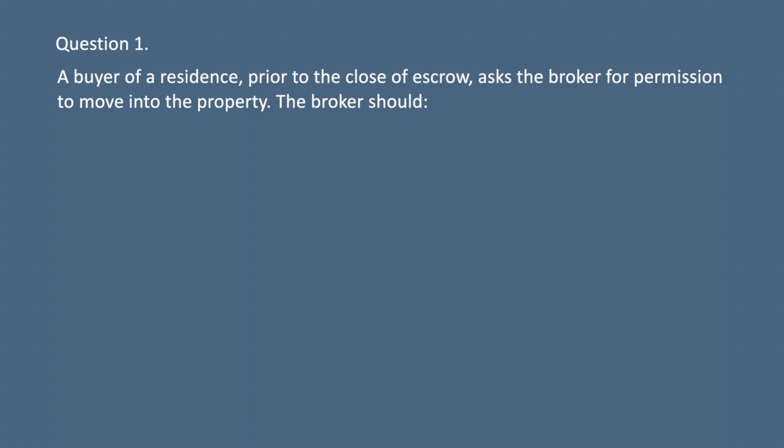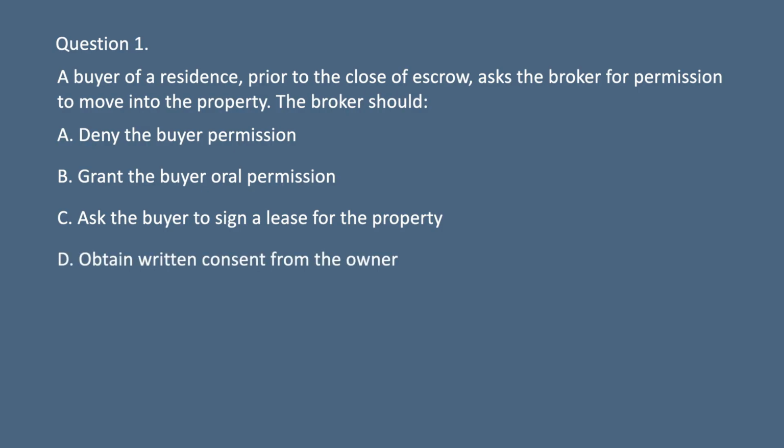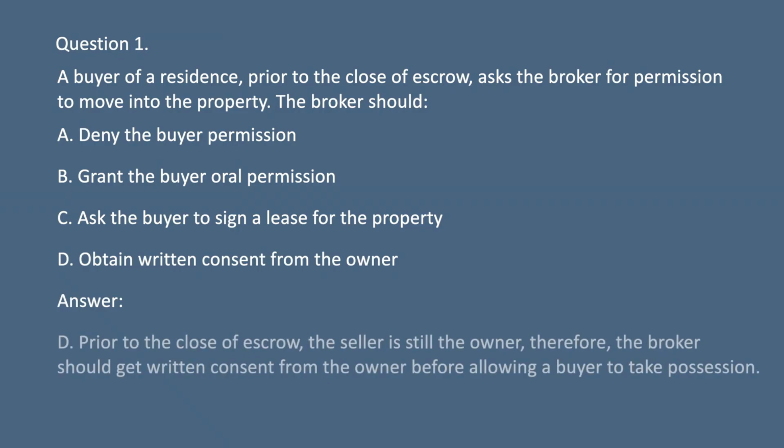Question 1. A buyer of a residence, prior to the close of escrow, asks the broker for permission to move into the property. The broker should: A. Deny the buyer permission. B. Grant the buyer oral permission. C. Ask the buyer to sign a lease for the property. D. Obtain written consent from the owner. Answer: D. Prior to the close of escrow, the seller is still the owner, therefore, the broker should get written consent from the owner before allowing a buyer to take possession.